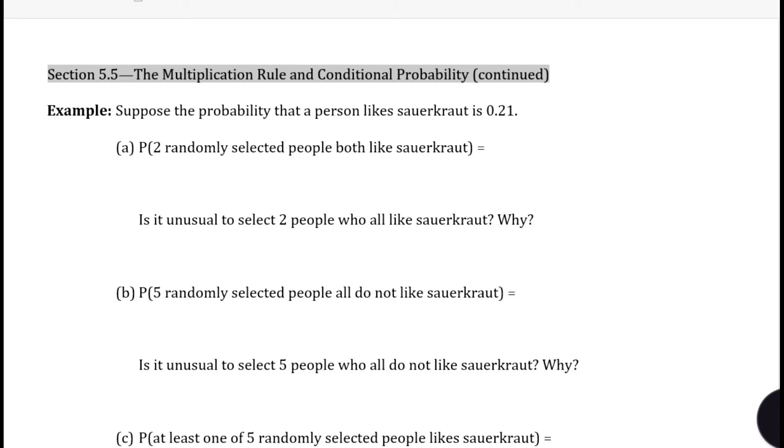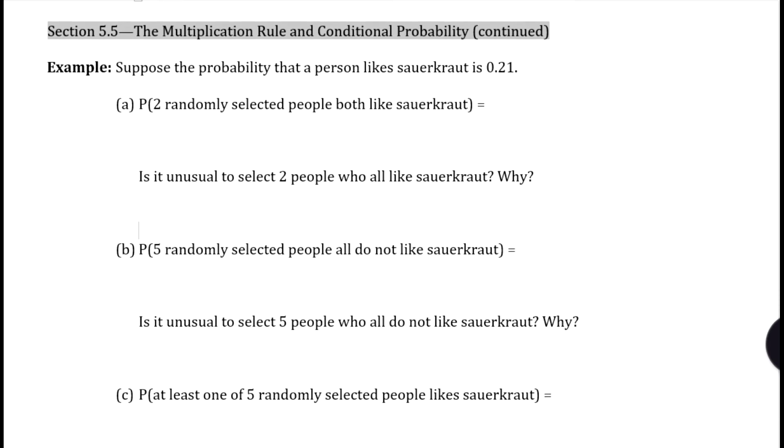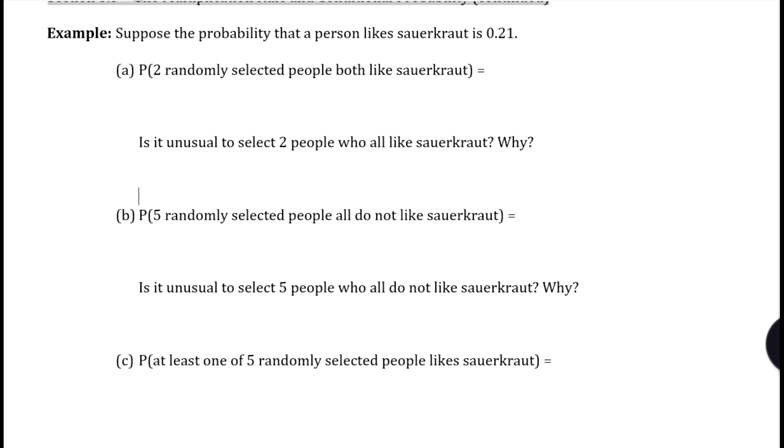Hello, these are the exercises for section 5.5, the multiplication rule and the conditional probability, continued. Okay, so suppose the probability that a person likes sauerkraut is 0.21. We want to find the probability that two randomly selected people both like sauerkraut.